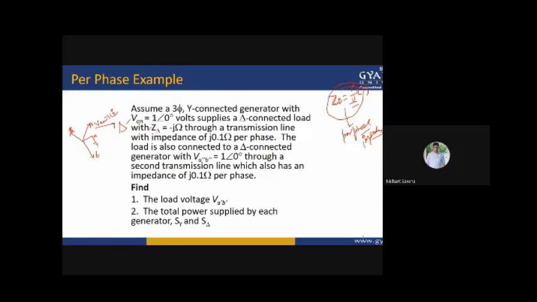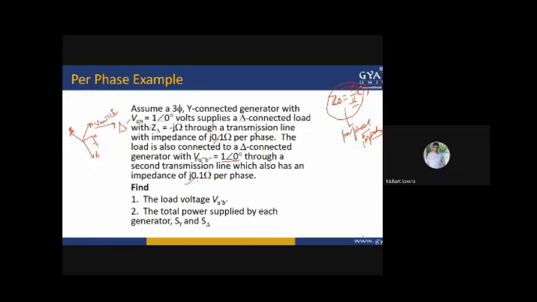Through a transmission line with an impedance of J 0.1 per phase. The load is also connected to the delta connected generator with VA double dash B double dash equal to 1 angle 0 degree through a second transmission line, which also has an impedance of J 0.1 per phase.